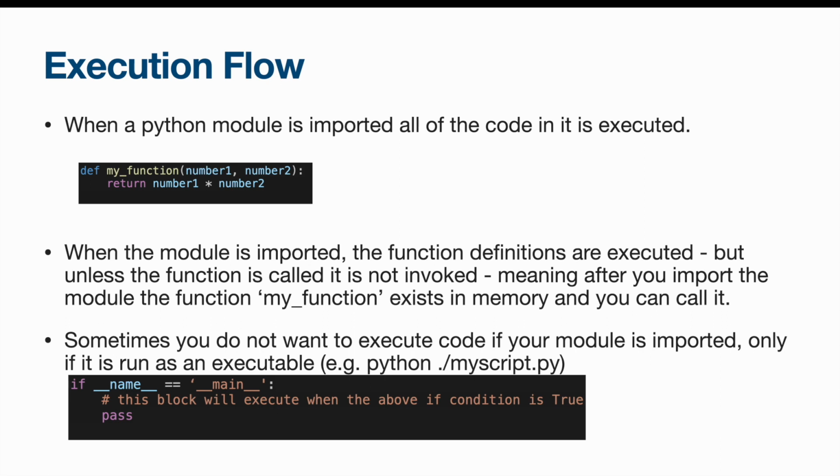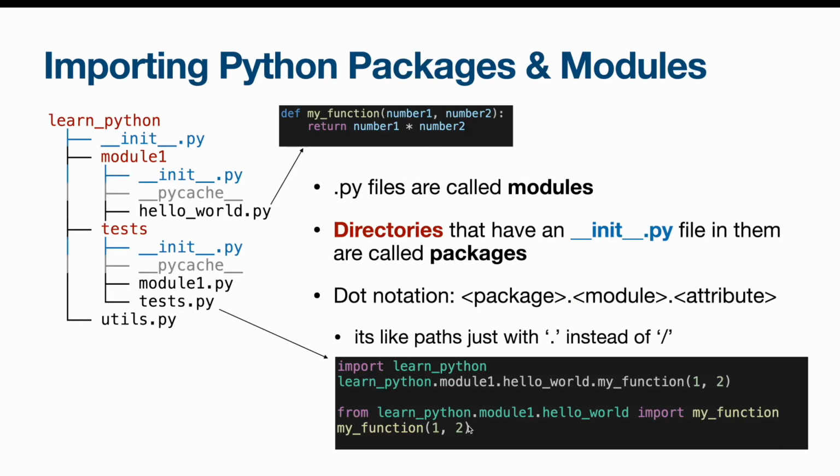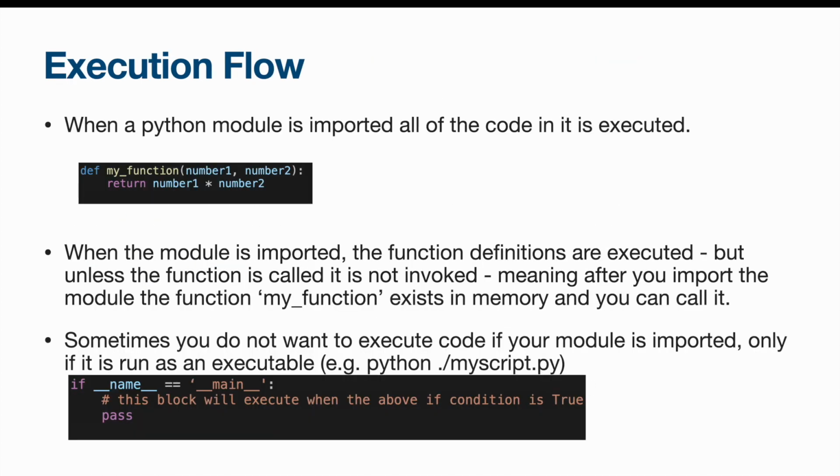Execution flow. When a Python module is imported, so when we do this, from learnpython.module.hello-world import my function, at this point in time, all of the code in this hello world module file is executed. Now, if we don't have any calls to my function in that hello world, at no point is this function going to be evaluated. It's not going to actually do a number one times number two anywhere. What it means when a function definition is executed is simply that this function is defined in memory now and we can invoke it.